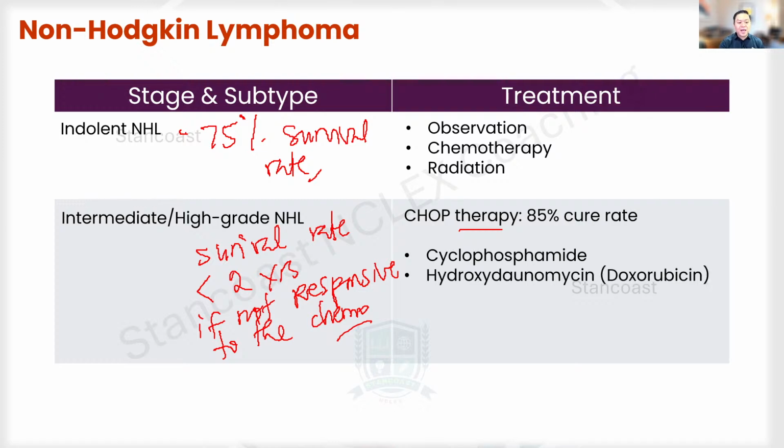And then we also have the hydroxydaunomycin or the doxorubicin. This is a medication that is going to insert itself between the DNA strands, and it will also block the topoisomerase 2, which is an essential component of the cancer cell DNA.